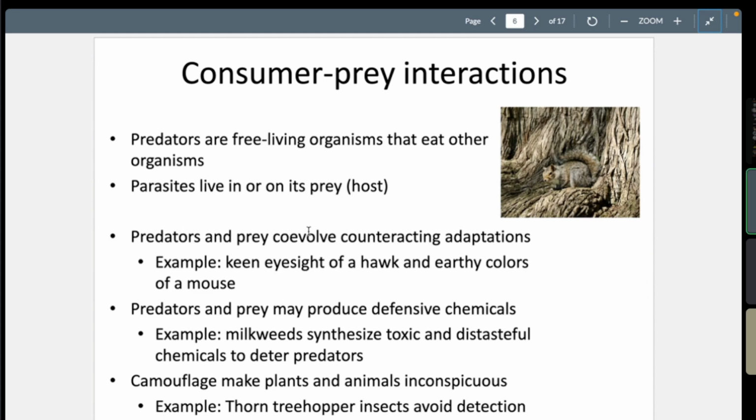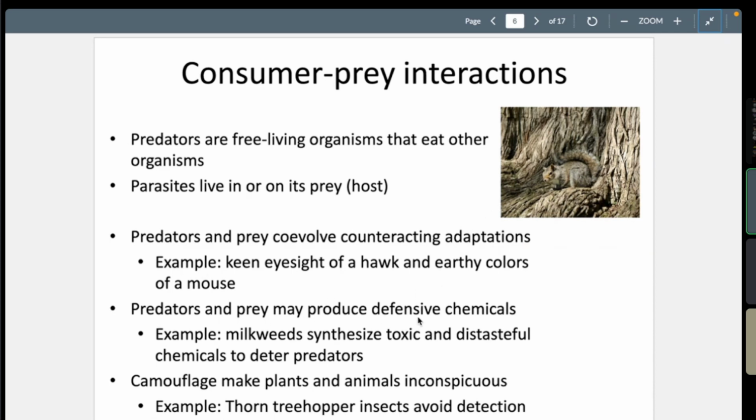Predators and prey coevolve, with counteracting adaptations. This is an example of keen eyesight in a hawk and earthy colors of a mouse. So this is the predator. It's going to use its keen eyesight to locate the mouse and eat it, the hawk. But the earthy colors that the mouse has on its coat help it blend into the tree so that it does not get eaten so easily.